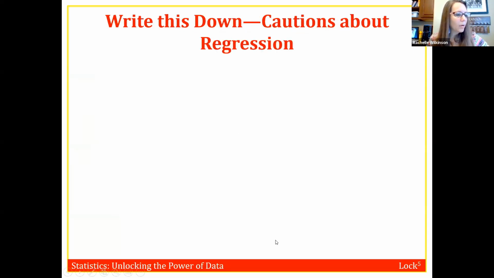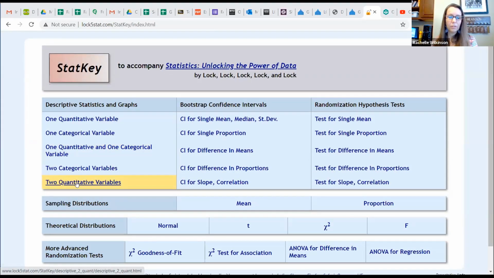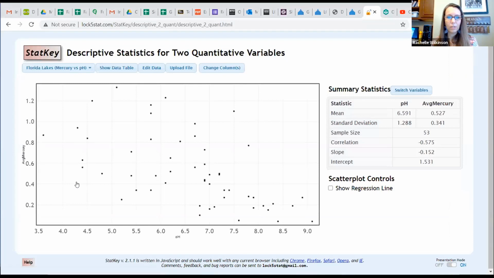Okay, so I'm going to take a quick second to jump over into StatKey so I can show you how to get the regression equation, how to put the regression line on the plot over in StatKey. And we'll use that as we talk about the next section, which is going to be cautions about regression. Okay, so here I am in StatKey, and we've been talking about two quantitative variables. So over here, I'm going to choose two quantitative variables if I want to look at a scatter plot and figure out the regression equation and all that good stuff, which of course I do want to figure out.